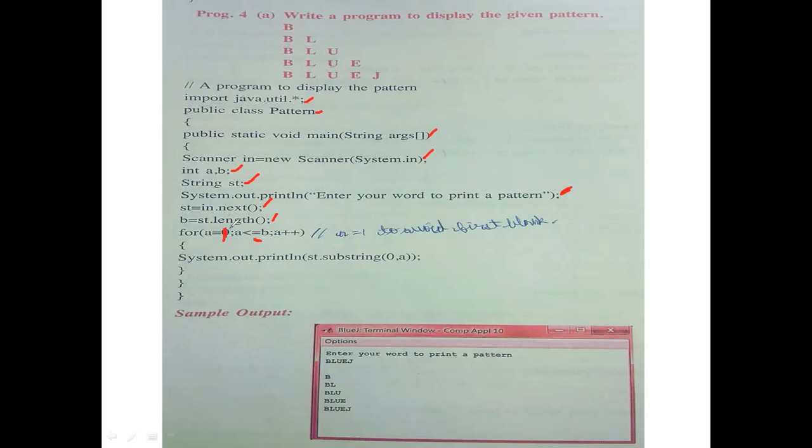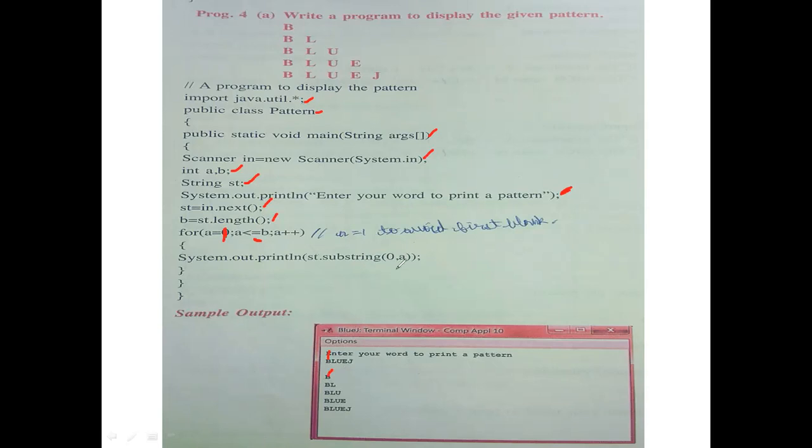See, first time a is 1, right? st dot substring 0 comma 1. It means from 0 position, including 0 position, excluding first position, means only B, right? At 0 position B is there. Only B is printed. Is it okay? We are using substring.